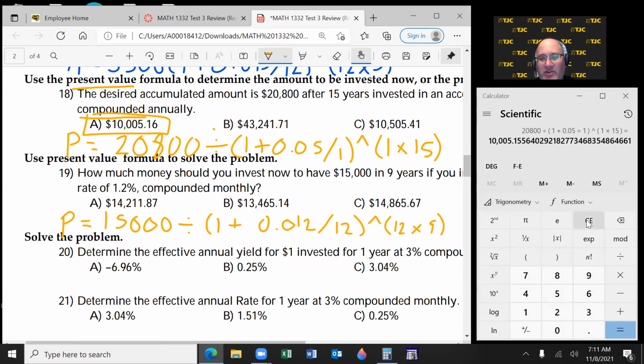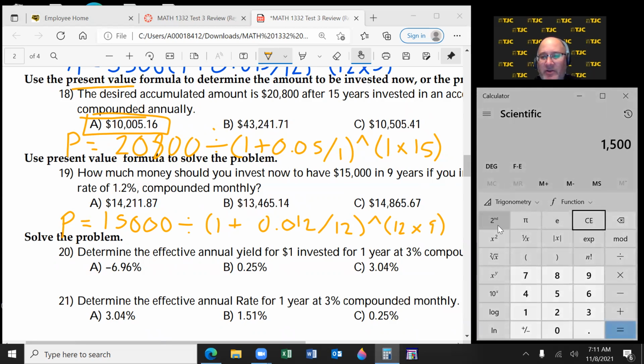Let's put this in the calculator. 15,000 divided by, open parentheses, 1 plus 0. I messed up the problem. Hold on. Start it over. 15,000 divided by, open parentheses, 1 plus 0.012 divided by 12, close parentheses, exponent, open parentheses, 12 times 9, close parentheses, equals $13,465.14, which is answer choice B.